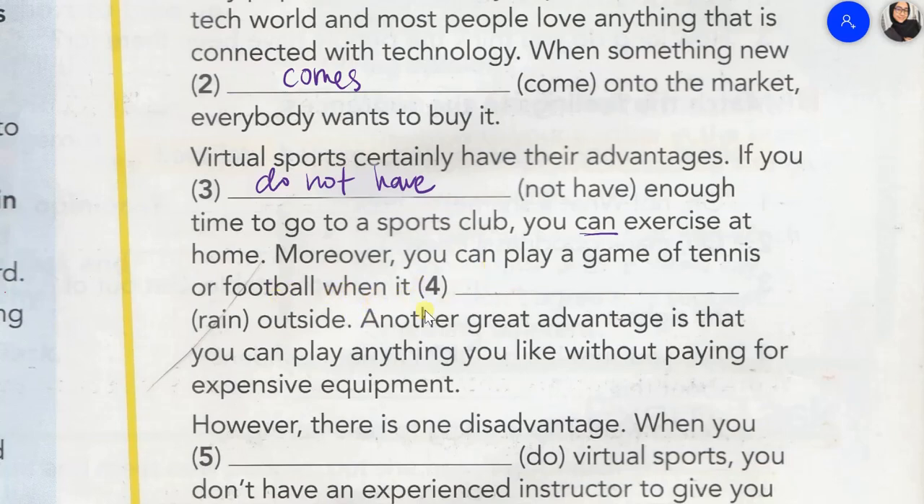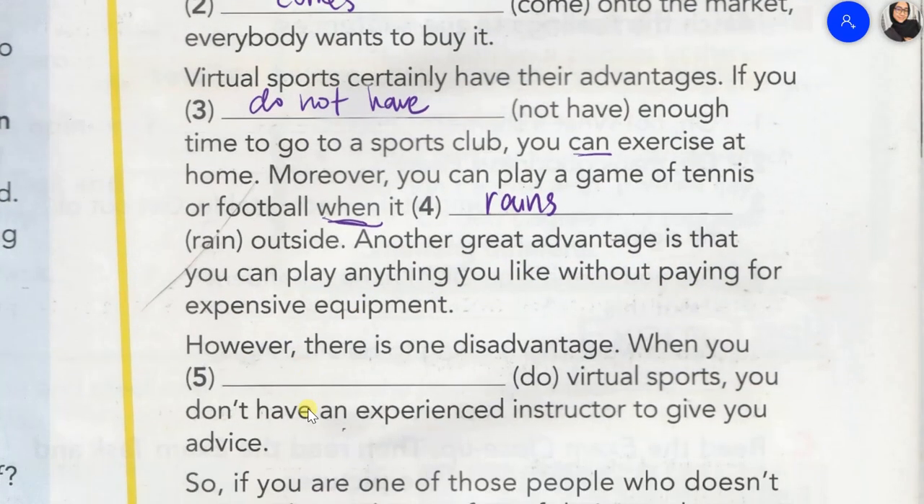this is still a conditional sentence, but the main clause is in front of the if clause. So this is zero, okay? Zero conditional because of the word when. When it needs to be in the present simple form. So when it rains, okay, you need to add s to the verb rain. When it rains outside. Another great advantage is that you can play anything you like without paying for expensive equipment.